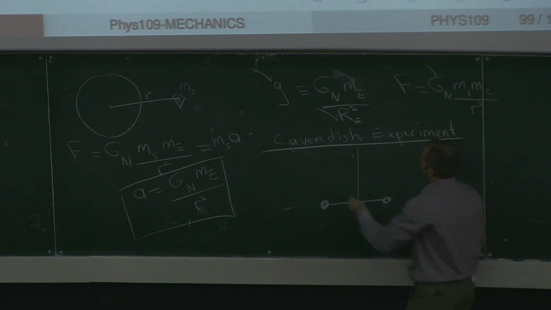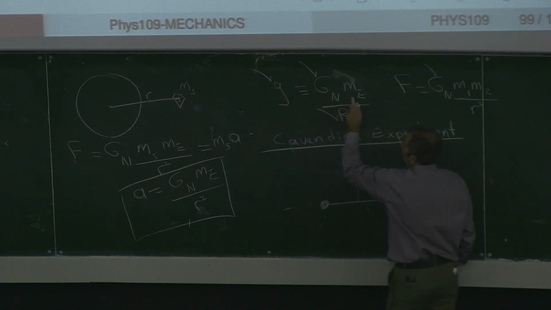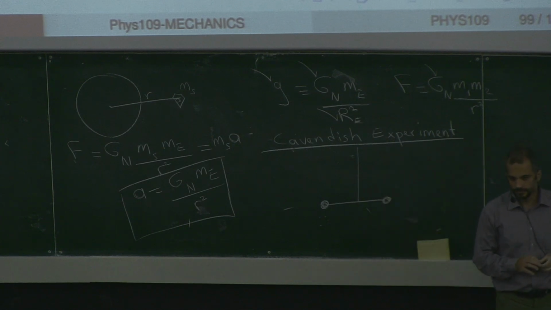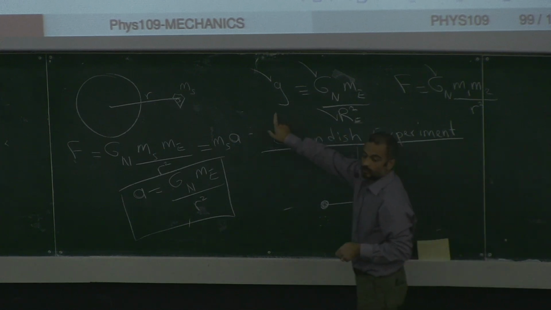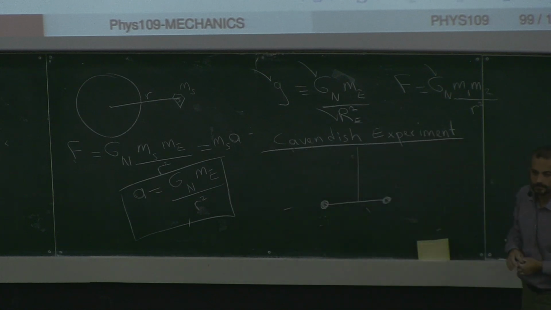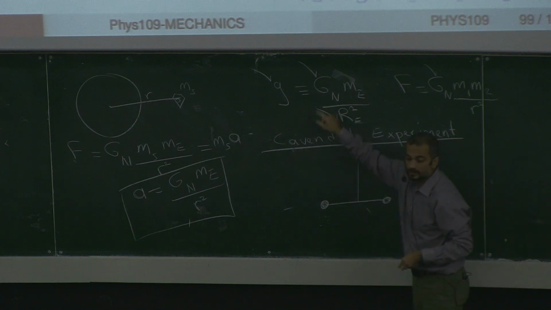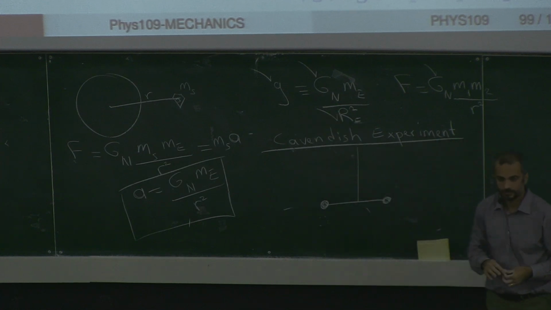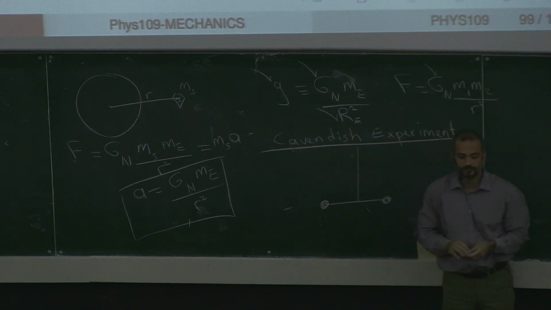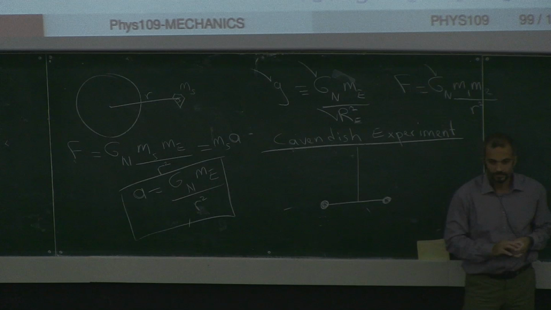But once you know this constant, in this equation, the only unknown is the mass of the Earth. So by measuring G, you can determine the mass of the Earth using your knowledge about the radius of the Earth and Newton's constant. So in a sense, measuring G is measuring the mass of the Earth.